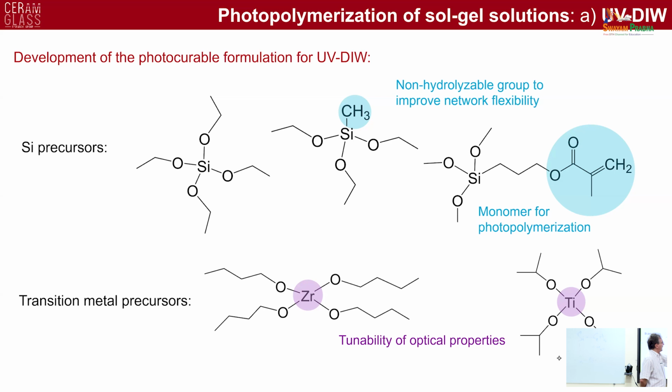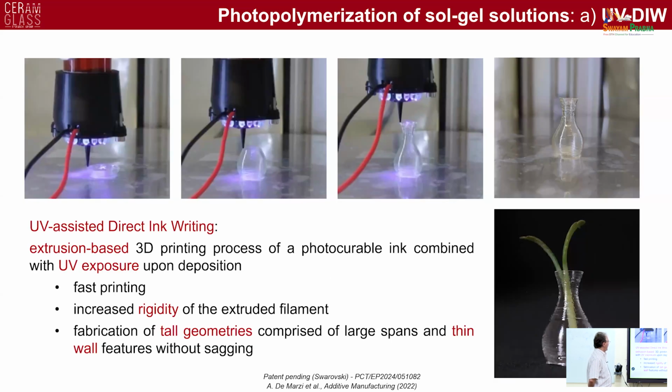And this is the silicon alkoxide that has photopolymerizable moieties. And in order to modify the refractive index, we added zirconium and titanium alkoxide. And first, let me talk about direct writing, UV-assisted direct writing. You can see that we can print the part, it retains the shape, and this is, of course, before sintering. And after sintering, we were able to obtain transparent, high refractive index parts.